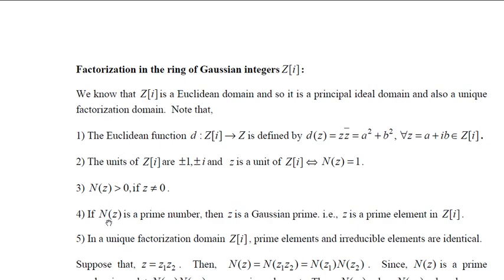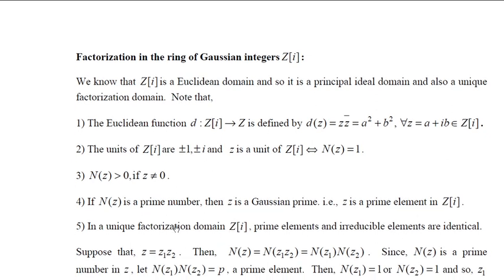If n of z is a prime number, then z is a Gaussian prime, that is, z is a prime element in Z of i. We discussed all these results in the previous class. And we know that in a unique factorization domain, prime elements and irreducible elements are identical. Therefore, in Z of i, prime elements and irreducible elements are the same.